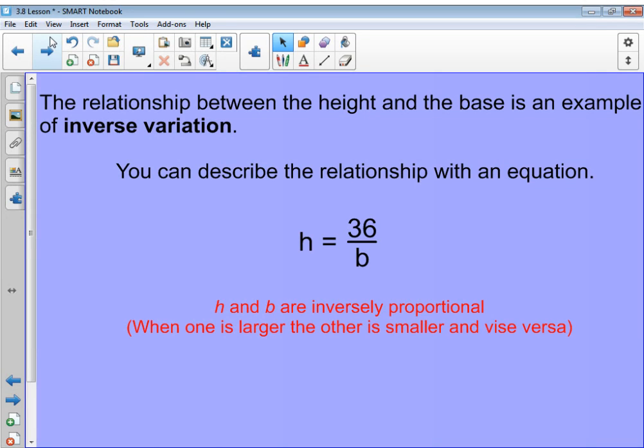So you'll notice that an inverse variation is going to involve division, first of all. You'll see division when you've got that. In this case, we have h by itself, but we'll be working with y and x in the lesson as we work through inverse variation. And h and b are inversely proportional, which means as one got larger, the other got smaller, or vice versa. As one of them got smaller, the other one got larger. So that's working inverse variations where they go in opposite directions in terms of amount.